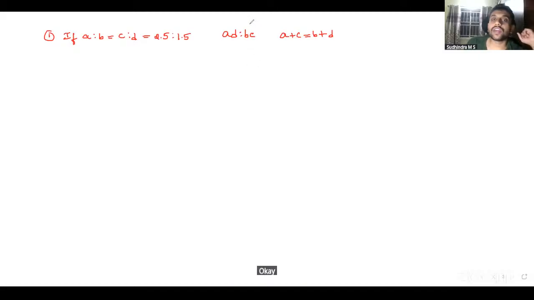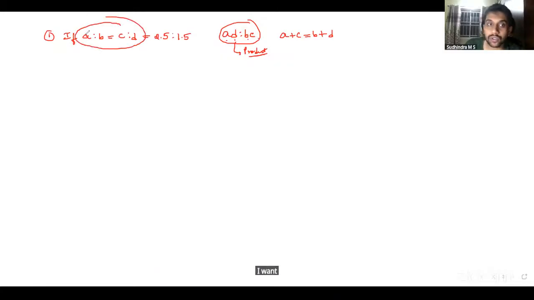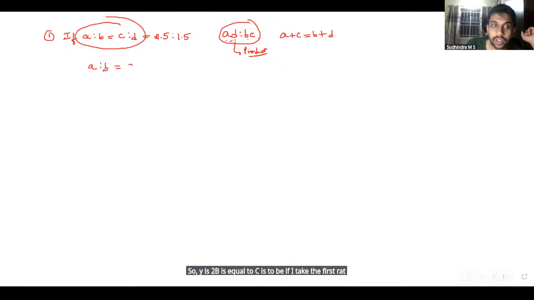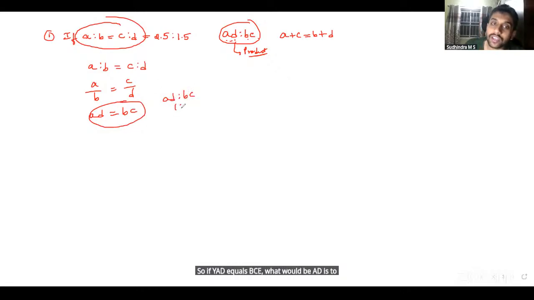Okay. So first they are asking us AD is to BC. What is AD is to BC? Product of extremes is equal to product of means. To calculate that, I want the first two ratios: A is to B is equal to C is to D. If I take the first ratio, A by B is equal to C by D, AD will be equal to BC. Product of extremes equals product of means. So if AD equals BC, what would be AD is to BC? They're equal. 1:1.